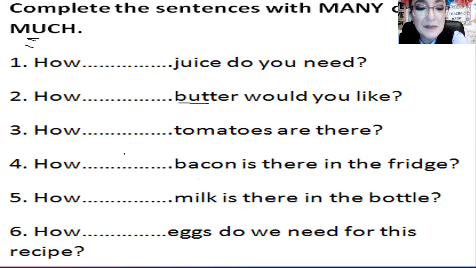Excellent. It is going to be much. It is uncountable. It is a liquid. Or if I had a bottle of milk or a cup of milk or something like that, yes, it is going to be countable. But in this case, milk alone by itself is uncountable. How much milk? And finally, eggs.